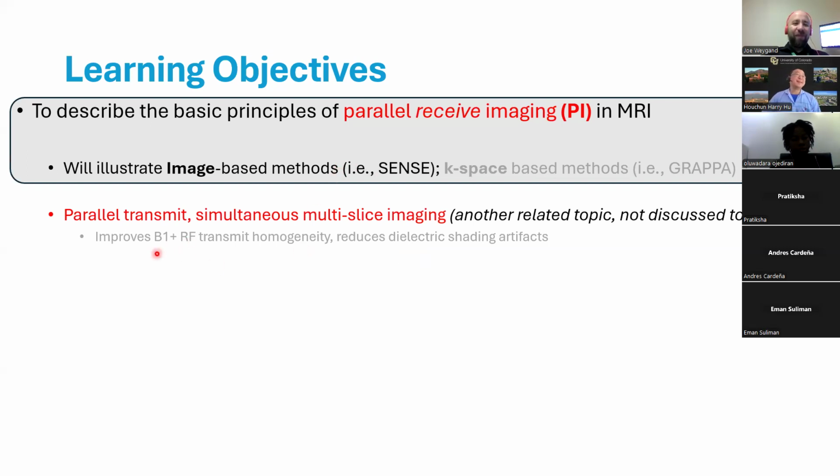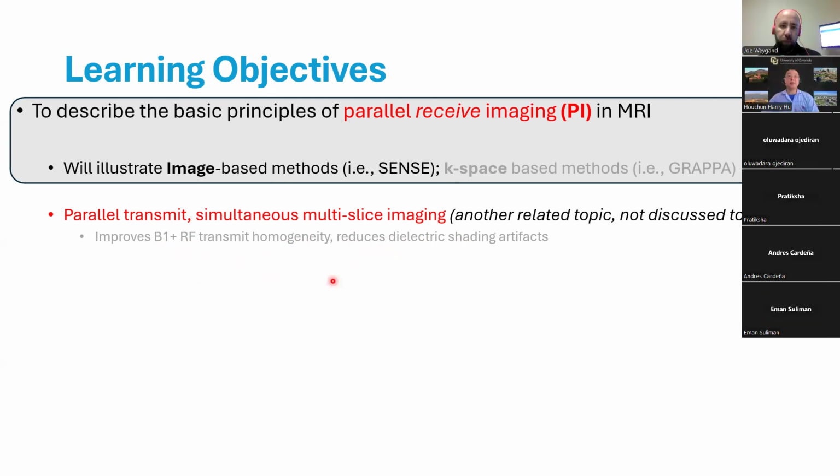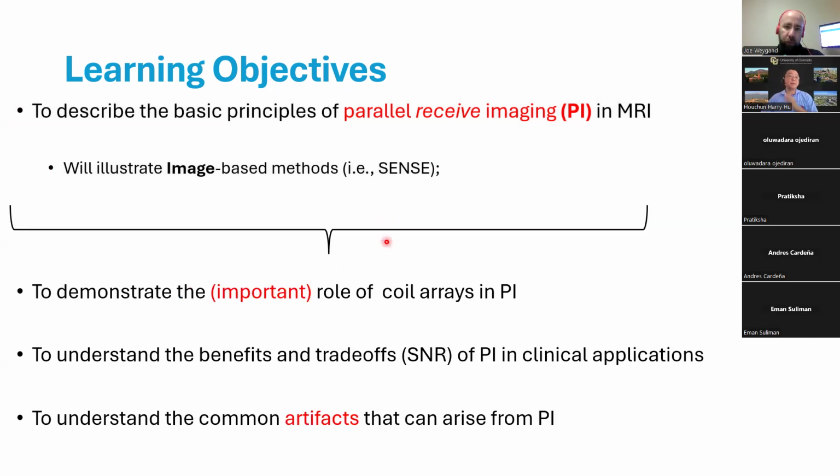No pun intended there. There is a totally separate topic called parallel transmit imaging as opposed to parallel receive imaging. That's also not the topic of today, and we could easily fill up another hour-long lecture just about that. So if you ever heard of things like simultaneous multi-slice imaging or multi-band imaging, that's all parallel transmit techniques. The goal of those is to improve B1 transmit homogeneity and reduce dielectric effects. We're not going to talk about that today. We're only going to talk about parallel receive imaging.